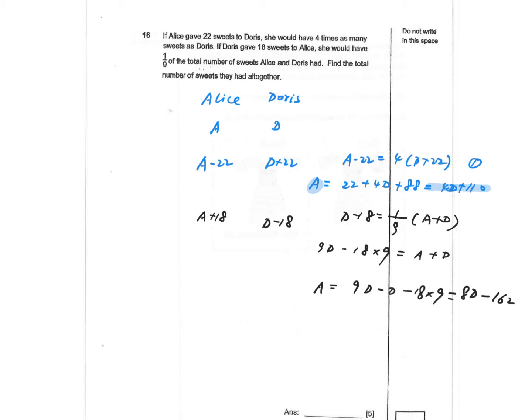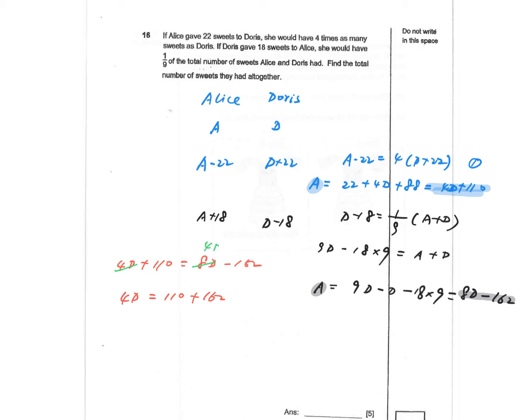And notice that A also equals 8D minus 162. A also equals 4D plus 110. So these two expressions must be equal, because they are both representing A. Therefore, we should have 4D plus 110 equals 8D minus 162. Therefore, we should have 4D equals 110 plus 162. Okay, so basically we just cancel 4D on both sides.